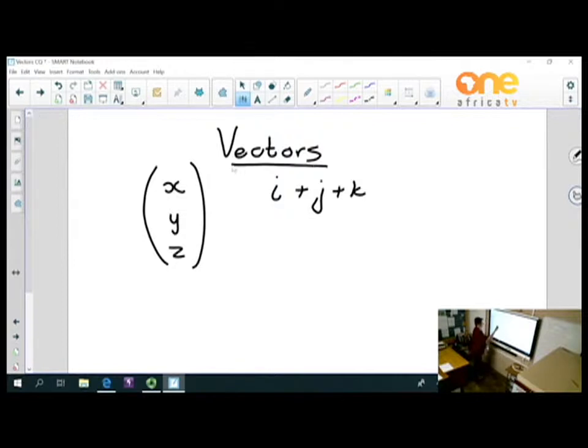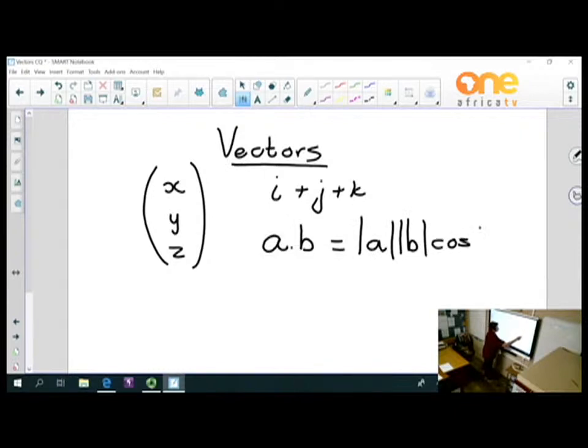We know that a vector is a column vector, X, Y, Z. We're working now with 3 dimensions. And then we work with base vectors, i, j, and k. The formula that we have is that a dot b is equal to magnitude a, magnitude b, cosine theta. That is your formula. Now, what does it mean?